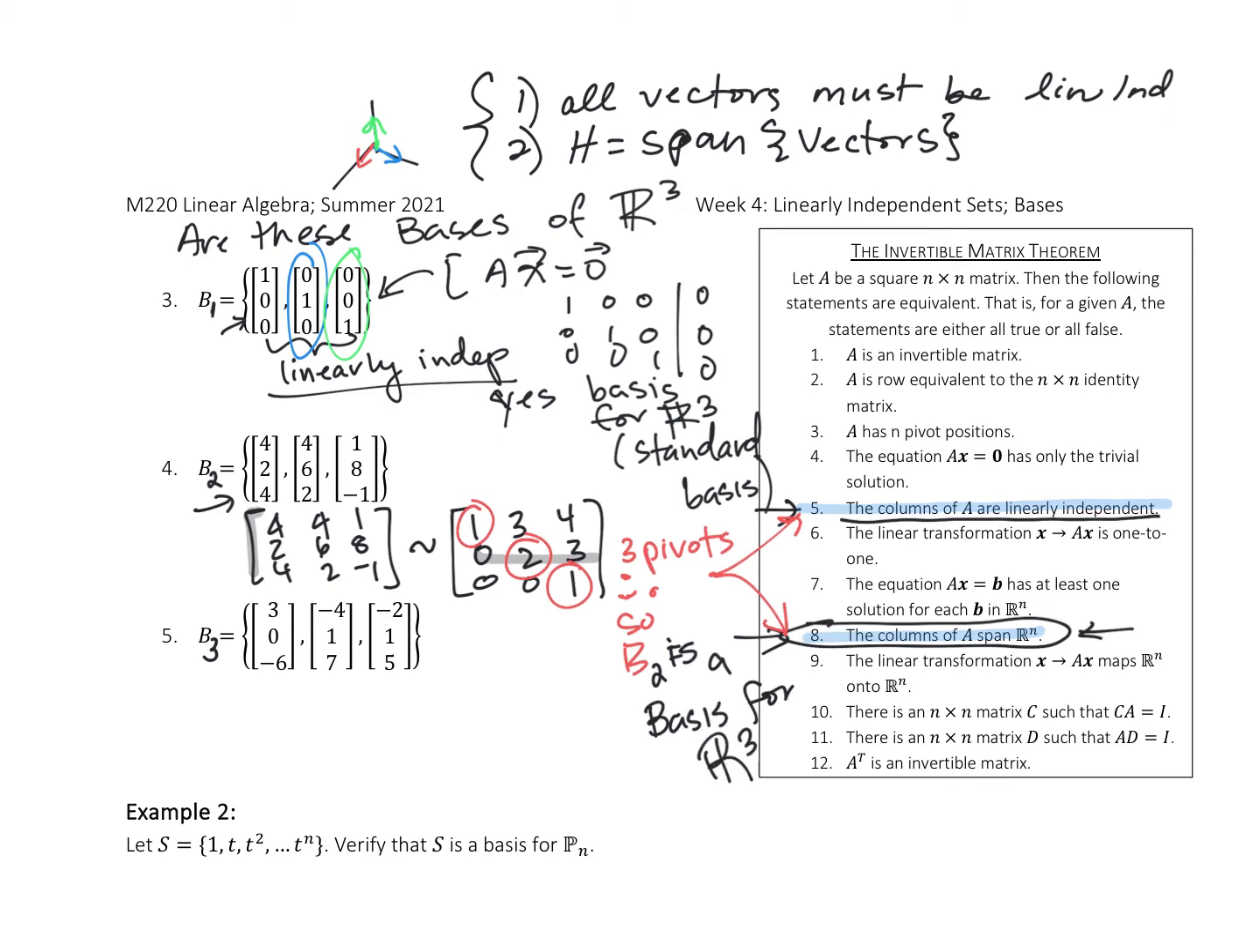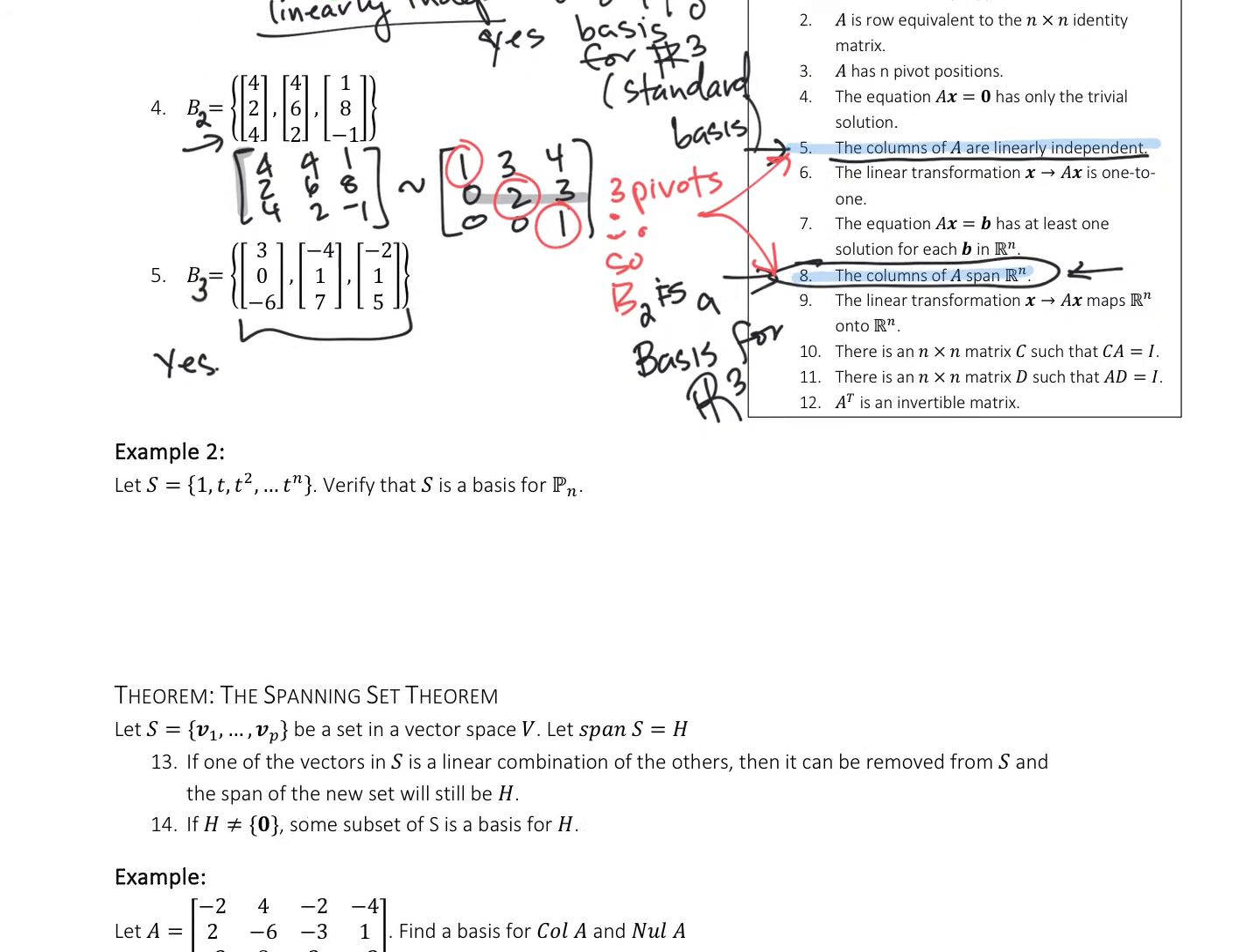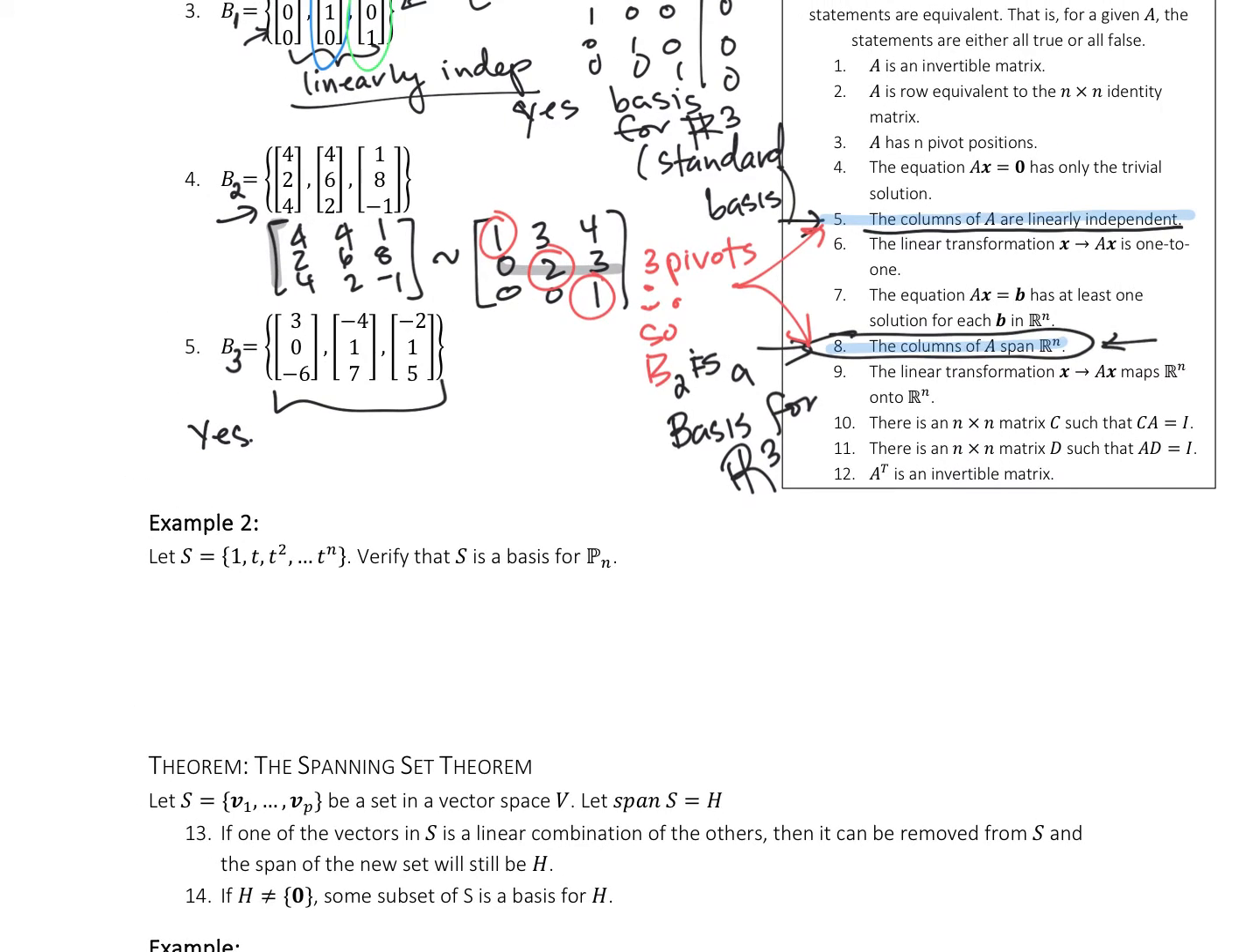All right. The last one, I'll let you decide on your own. So see if you can argue this one and why that's true. But I will give you a hint that yes, this is a basis for R3. But come up with your own argument. See what you come up with. All right. So we got a couple more examples here for basis and what that means.